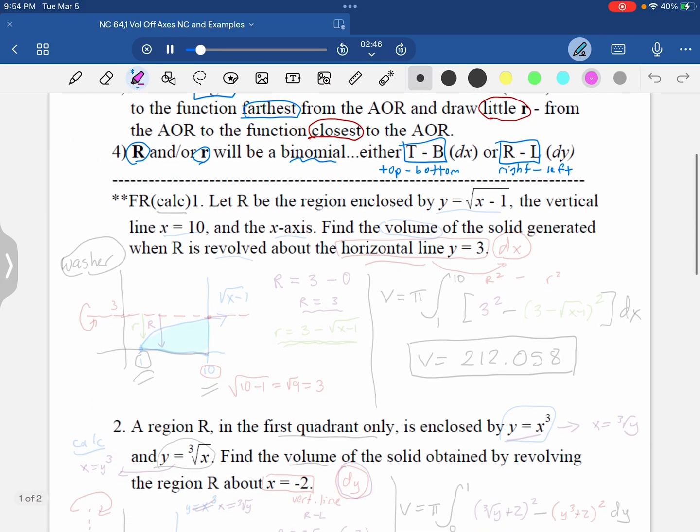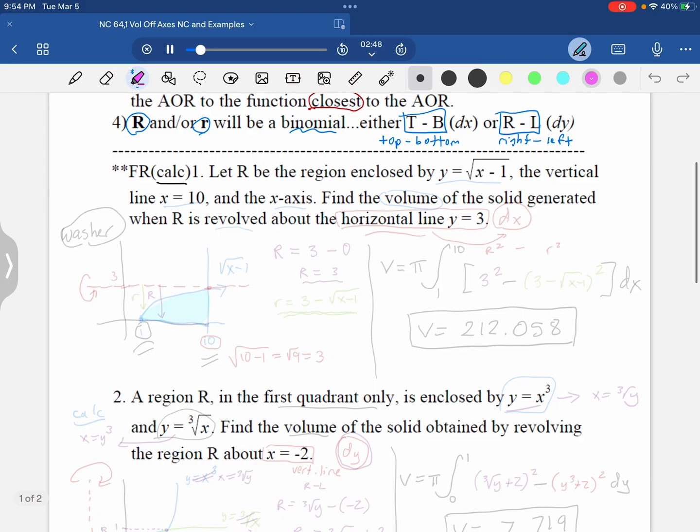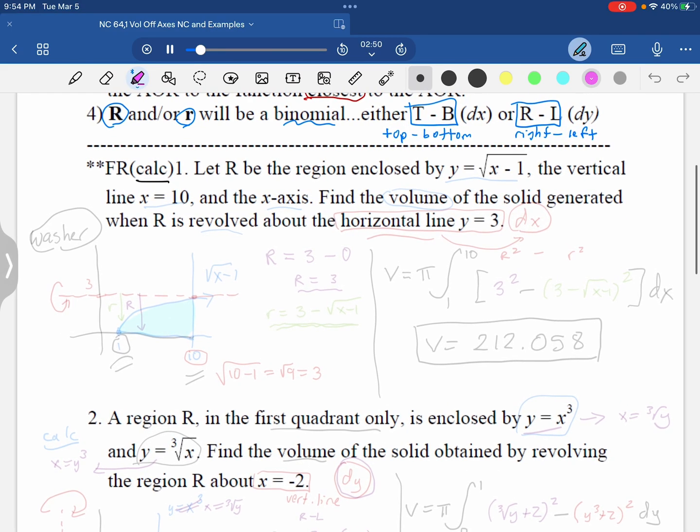So the first one, this is calculator active. It says let R be the region enclosed by y equals the square root of x minus 1, the vertical line x equals 10, and the x-axis. Find the volume of the solid generated when R is revolved around the horizontal line y equals 3. So remember, if we're spinning around a horizontal axis, that's going to be more like doing around the x-axis. So that's going to be a dx because it's a horizontal line.